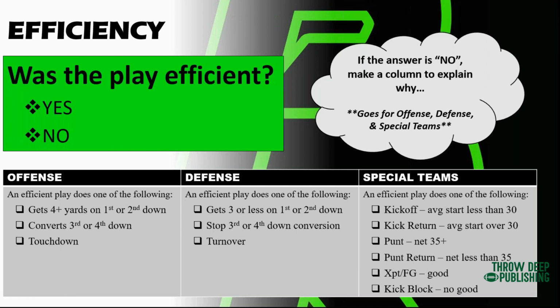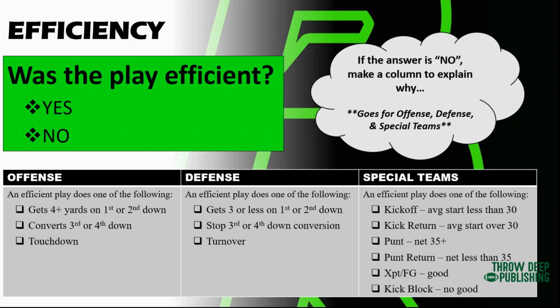Defensively, we literally did the opposite. Was it less than 4 yards on 1st, 2nd down? Did we stop them on 3rd down or 4th down? So if it's 3rd and 11 and they gain 10, that's a good play for us. If it's 3rd and 2 and they gain 3, it's a bad play. So it was way more based on results than that.